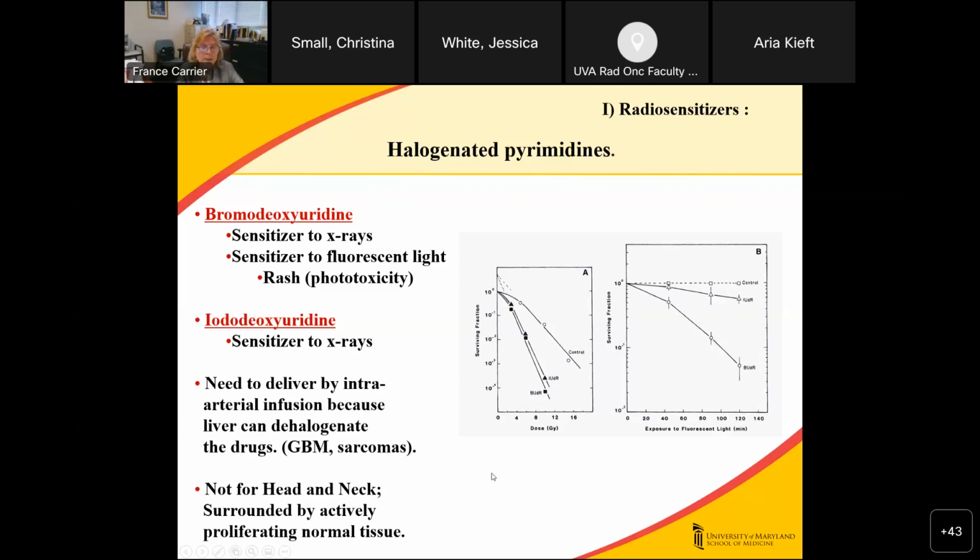They need to be delivered in intraarterial infusion because they can be dehalogenated, and they may have some use in some GBM and sarcoma. That would not be recommended for head and neck because they are surrounded by actively proliferating normal tissue. So you would not have much of a benefit of using these as radiosensitizers for that particular cancer.